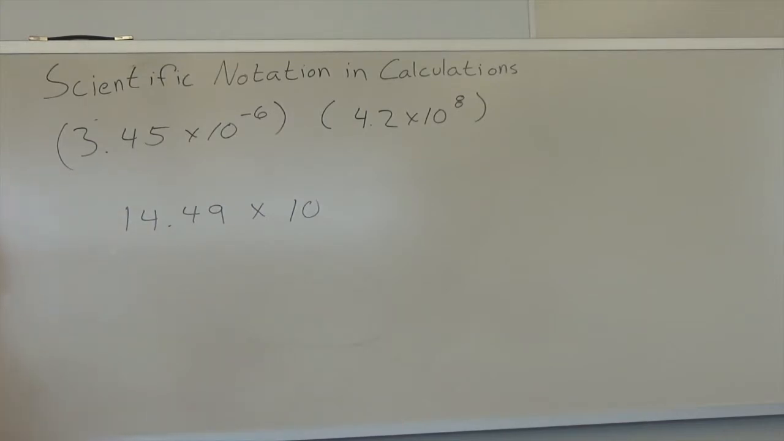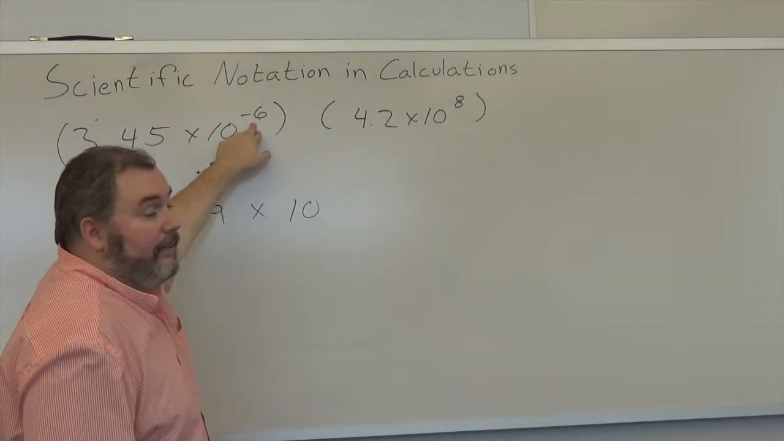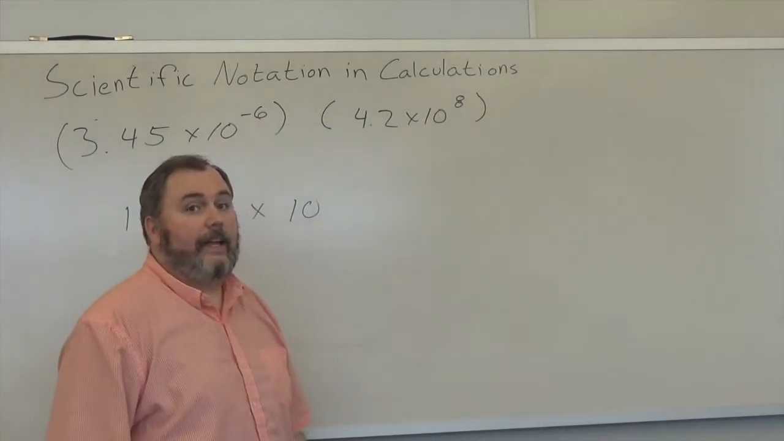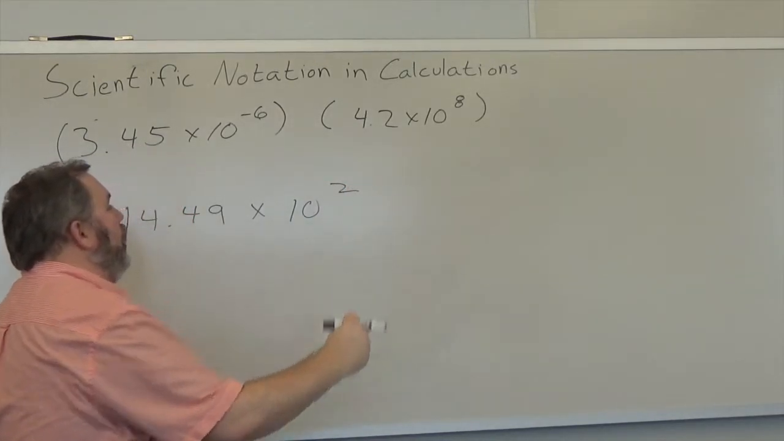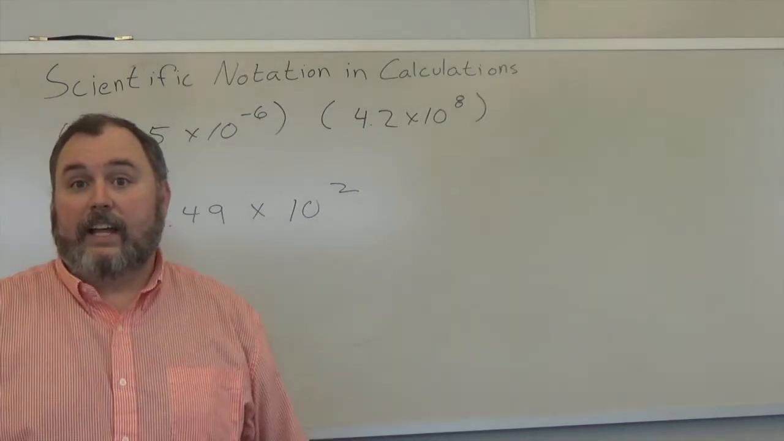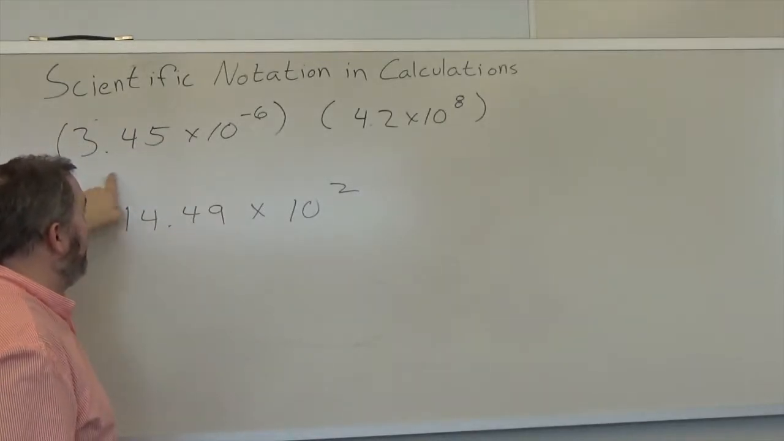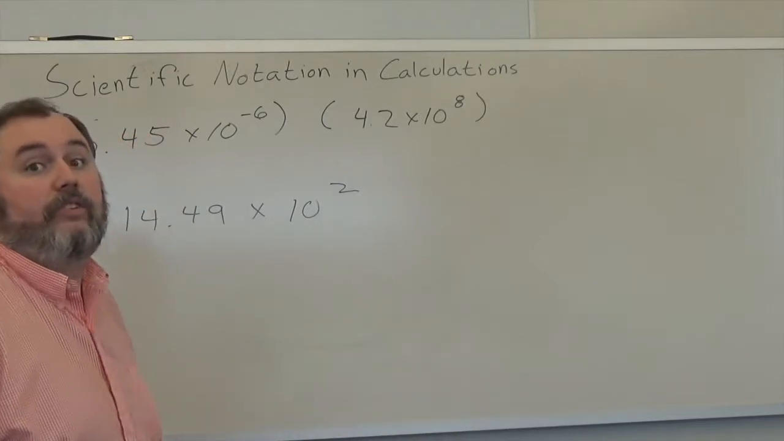Now we've got to figure out what our exponent's going to be. Since I am multiplying, I'm going to take the negative 6 and add it to the positive 8. Negative 6 plus 8 gives me 2. If this is where you want to stop, you would not be completely correct. So far, this is okay, except for one thing. Our rule states in scientific notation that this number has to be between 1 and 10. Right now we have a 14.